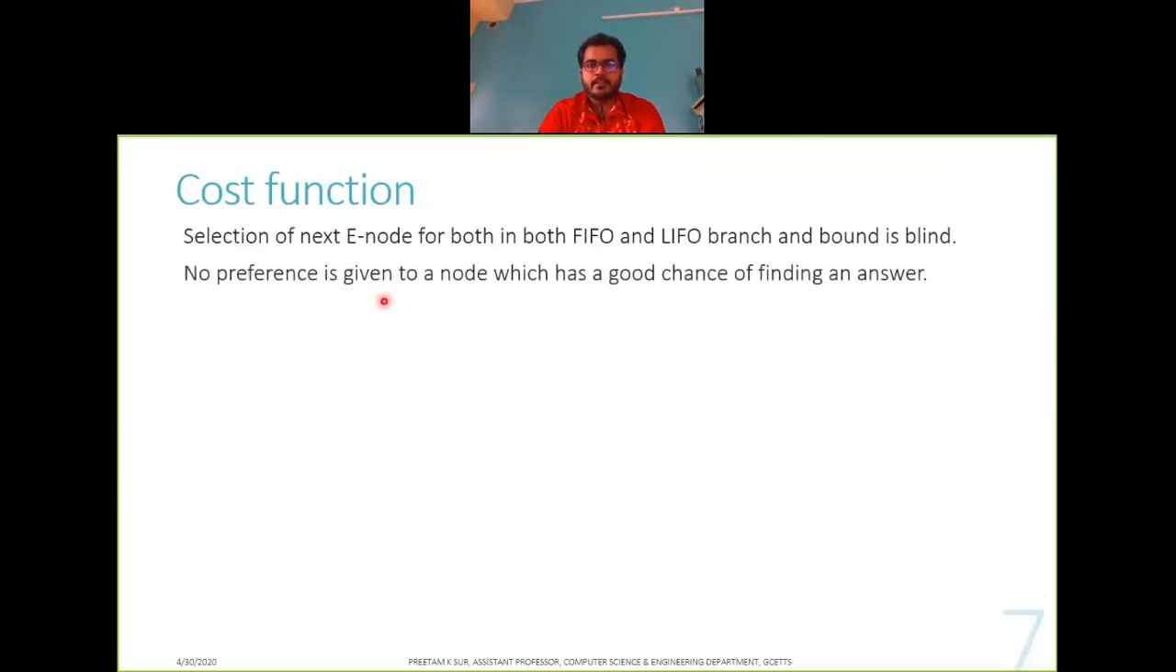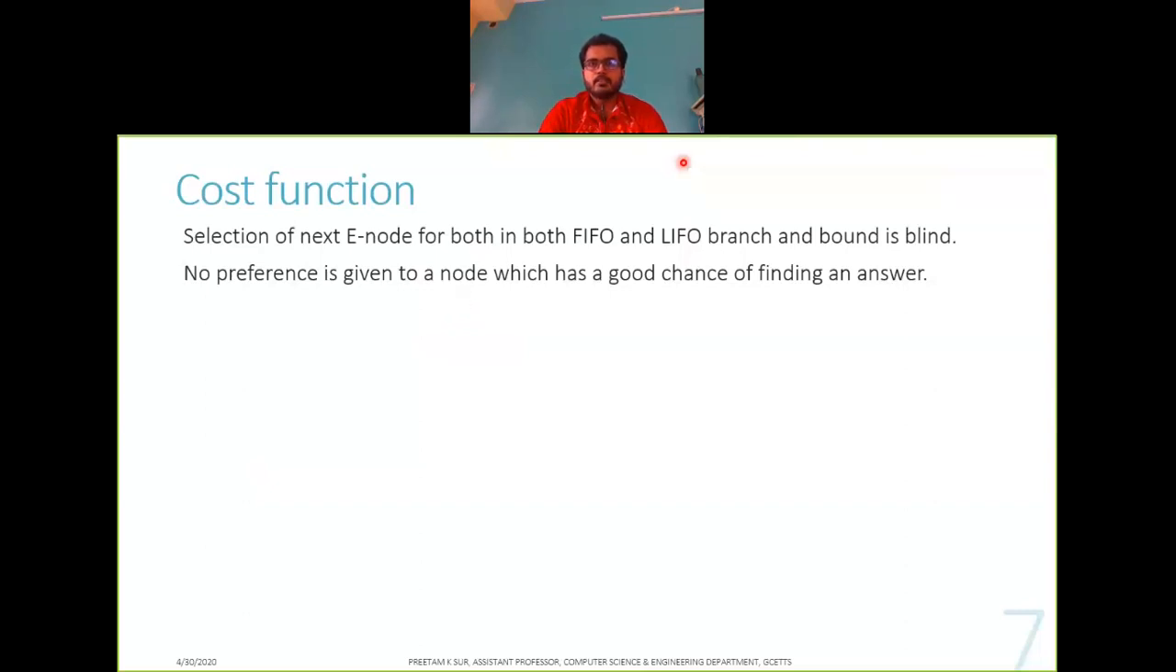So it is not giving any preference to a node which has a good chance of finding an answer. That is what FIFO and LIFO branch and bound do. It is not taking the configuration of the current status into consideration, right? So the configuration is not taken into consideration. That's why it is generating the next node randomly.